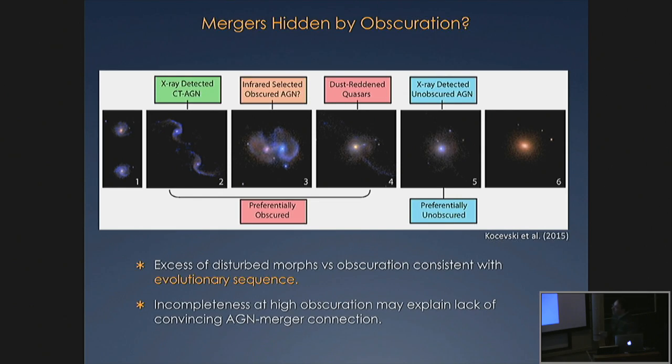So what we've kind of proposed is that in this evolutionary sequence, we perhaps are catching the early stages, since we have an elevated disk fraction among these sources, but they tend to be disturbed. Likely, as you go further along, these systems are so heavily obscured that we're basically missing them, or their covering fraction is large enough that you don't get those scattered photons coming back and being detected by Chandra. So it could very well be that these dust-reddened quasars that you hear about with WISE may be a later evolutionary stage, since those morphologies tend to be more spheroidal in appearance. In any case, this excess of disturbed morphologies versus obscuration does seem to be consistent with an evolutionary scenario in some sense.